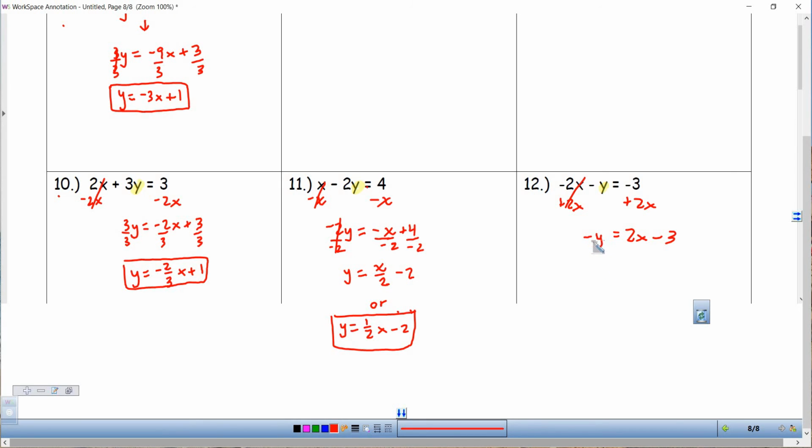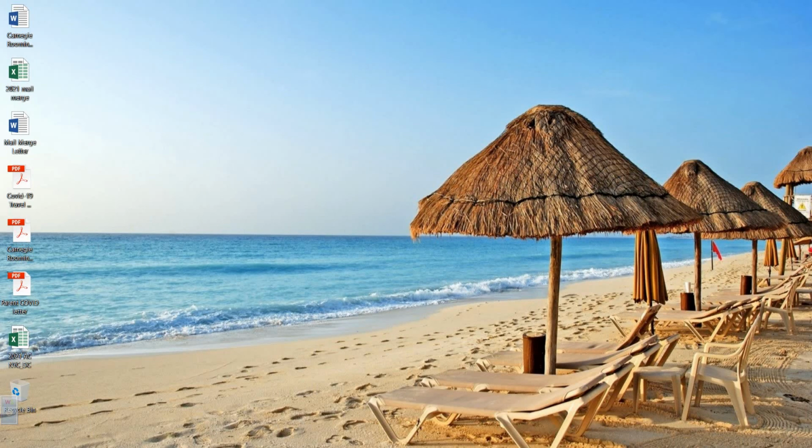Now what do you do when you have a negative y and you want a positive y? Well, you either multiply or divide by negative 1. I prefer to multiply. So I'm going to multiply this side by negative 1, and I'm going to multiply this side by negative 1. A negative times a negative is a positive, and when I distribute the negative 1 through, I get negative 2x plus 3. Excuse me. Negative 2x plus 3 is equal to y. Whoa, I didn't mean to do that.